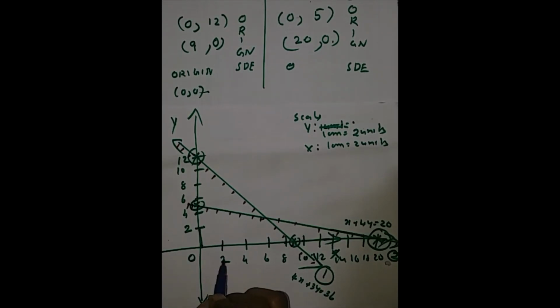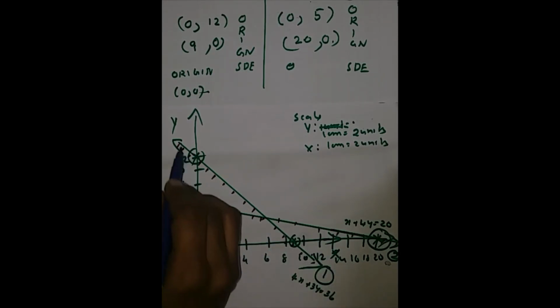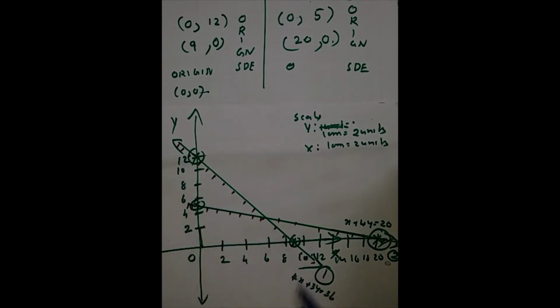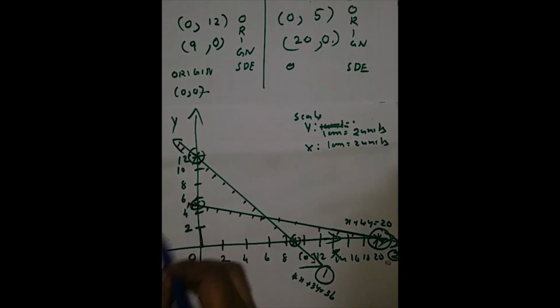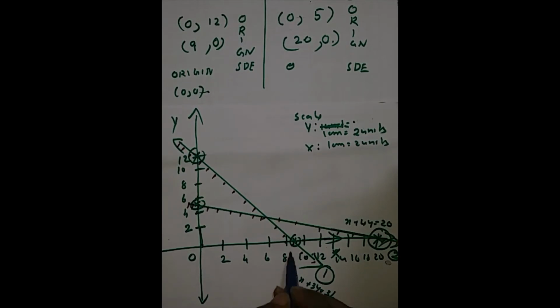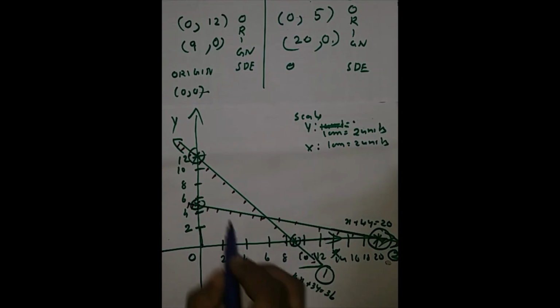Now, what is the common region of both the shaded portions? The first one's shaded portion is the downward portion. The second one's shaded portion is also the downward portion. The common region is coming here. But given x and y are positive, so no need of shading beyond this line. Only shade up to this one, up to the x-axis only.